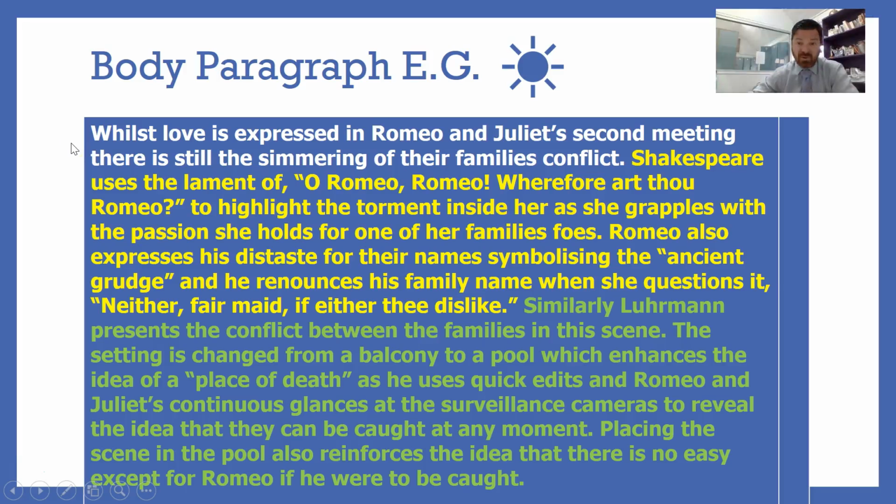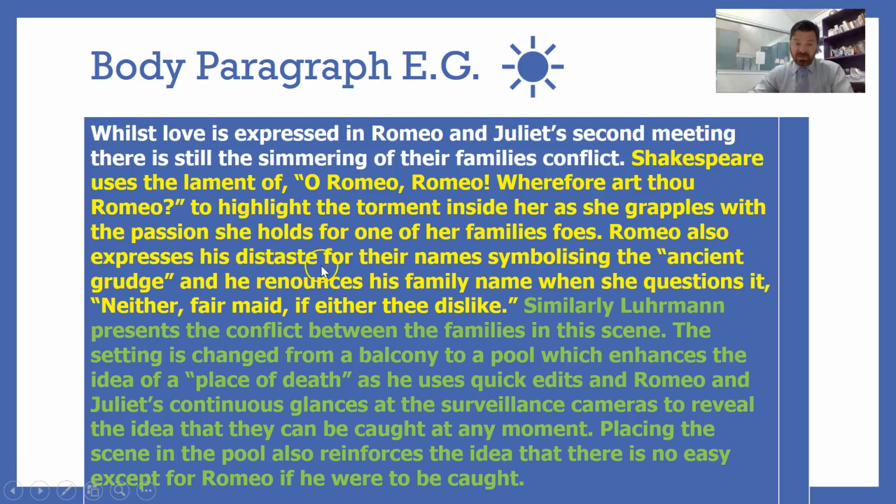So we have the introductory statement, or the body paragraph statement. While love is expressed in Romeo and Juliet's second meeting, there is still the simmering of their family's conflict. So we're talking a little bit about love, but more about their family's conflict. We're going to talk about Shakespeare first. Shakespeare uses the lament of "O Romeo, Romeo, wherefore art thou Romeo?" to highlight the torment inside her as she grapples with the passion she holds for one of her family's foes. So we've got the idea of the lament here, which highlights the torment that she's feeling, because she has a passion for one of her family's foes. And you can see there I've used alliteration, which is a nice little thing to do in an essay.